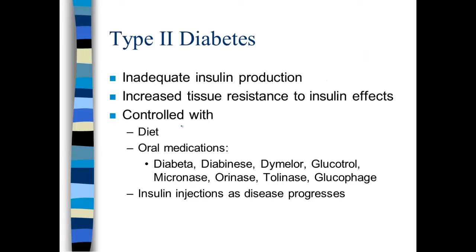Contrasted with that is type 2 diabetes. And in this, your pancreas is working, but it's either not producing enough insulin or the tissues, like your muscle cells and your kidney cells and liver cells, have a resistance to the effects of insulin. This can be controlled with diet or oral medications, and there's a long list: Diabeta, Diabinese, Dymelor, Glucotrol, Micronase, Orinase, Tolinase, and Glucophage, among others. There are always more of these coming out. And as the disease progresses, these patients may need insulin injections.